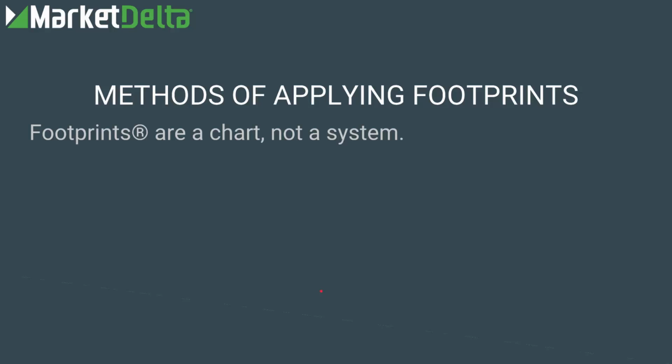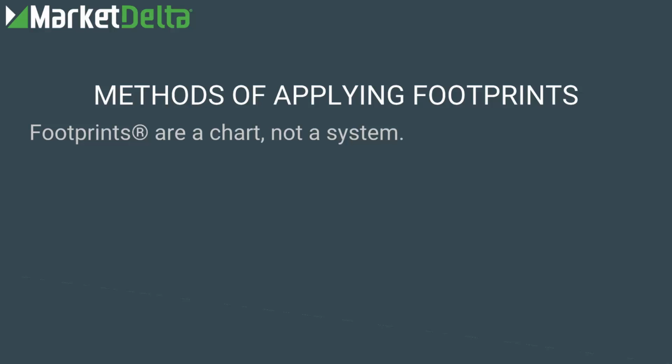All right, so methods of applying footprints. Footprints are a chart, not a system. I can't say that enough. If you're brand new to Market Delta and the footprints, it might be tempting to look at what I've just described as a system, but it's not. The footprint is a chart type, just like you might have bars or candles or point and figure, whatever you may look at. Think of the footprints as a chart. However, because there's so much data contained within them, they're rich with data.